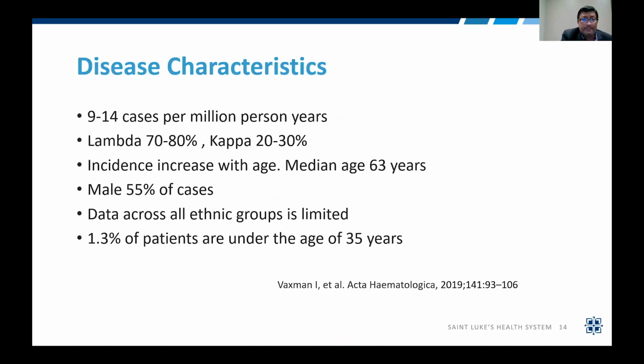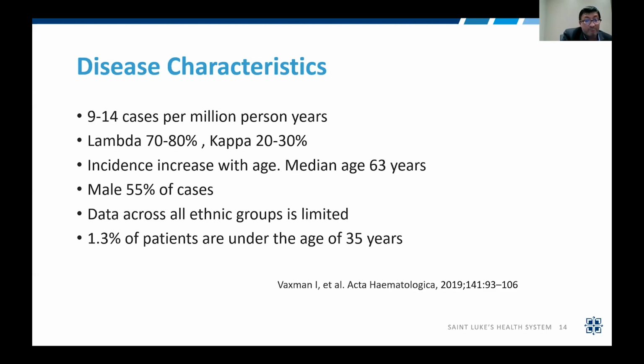Now, this disease, if you see here, is 9 to 14 cases per million person-years. Again, this is not really accurate in my opinion. The only reason is that it is probably a lot more prevalent, but maybe we're not diagnosing these cases. Lambda clonality is more common than kappa. You can see that the median age is 63. For multiple myeloma, we are looking at an age now of 69. So you can see we are still seeing these cases in the 6th decade.